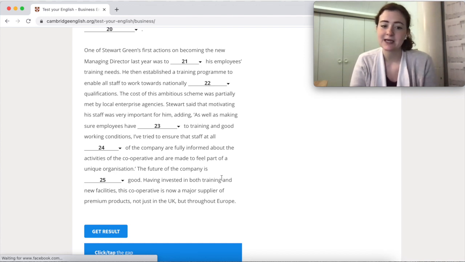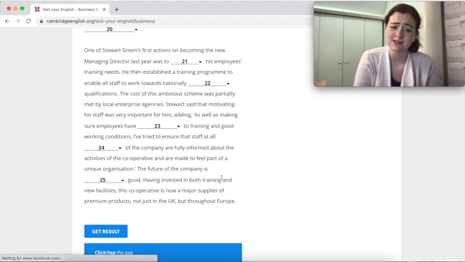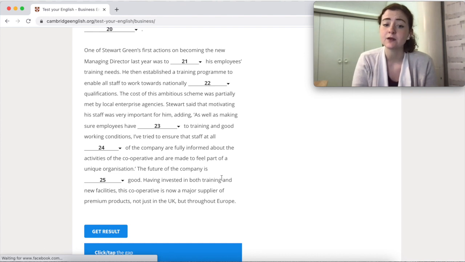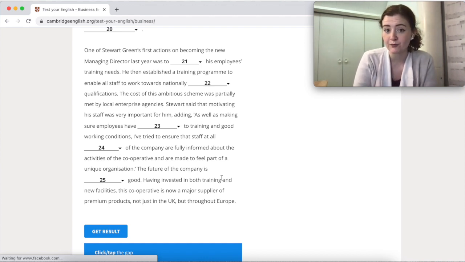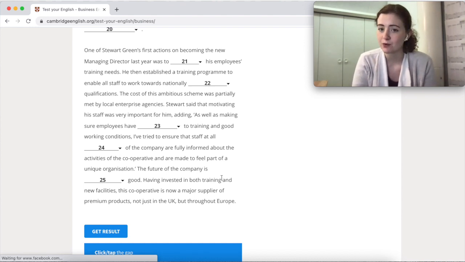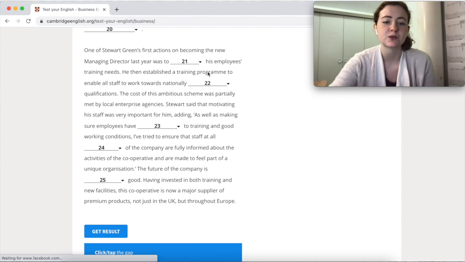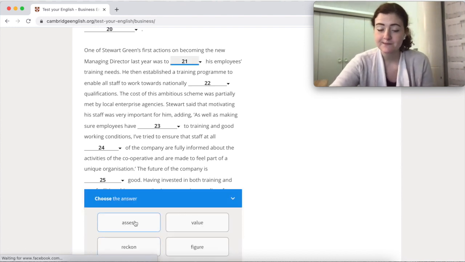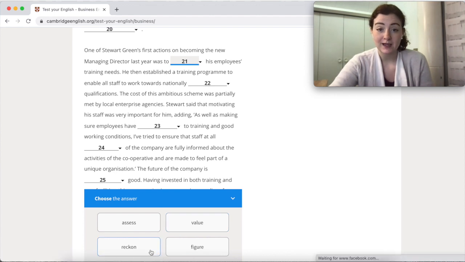Stewart said that motivating his staff was very important to him, adding, as well as making sure employees have blank to training and good working conditions, I have tried to ensure that staff at all blank of the company are fully informed about the activities of the cooperative and are made to feel part of a unique organization. The future of the company is blank good. Having invested in both training and new facilities, the cooperative is now a major supplier of premium products, not just in the UK, but throughout Europe. The first option for number 21 is assess. Then we have value, reckon, figure.